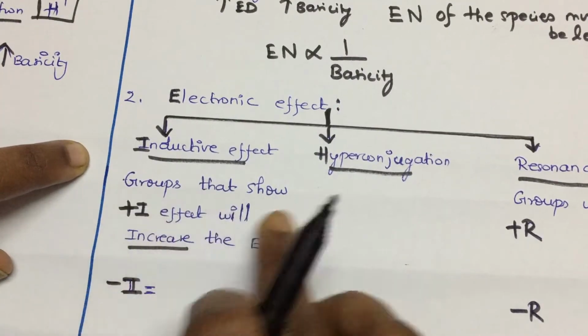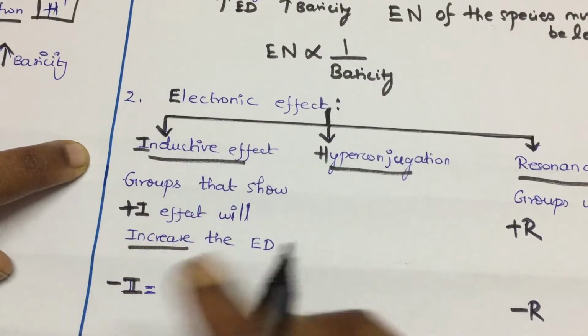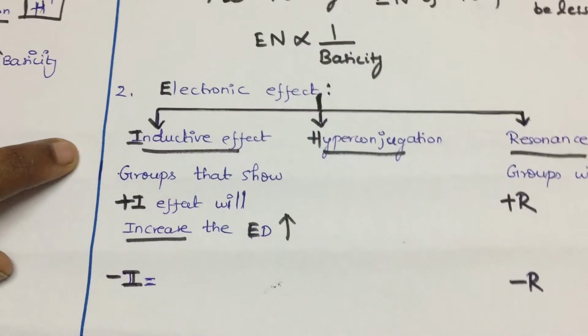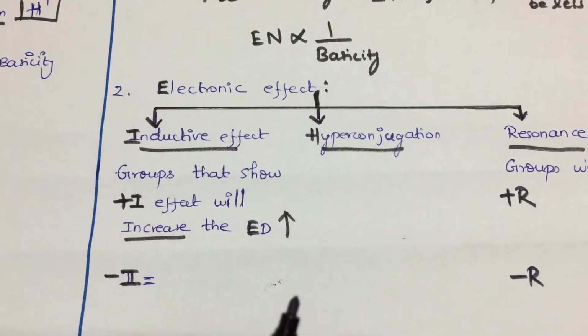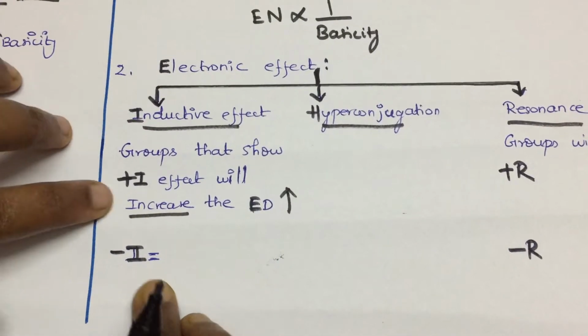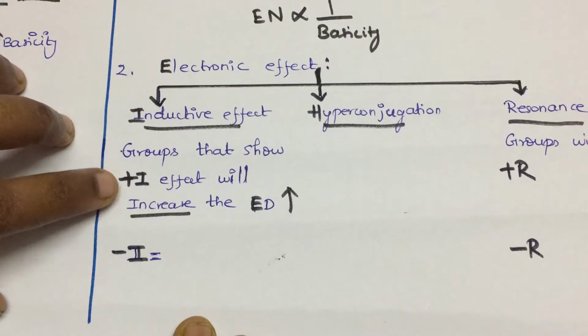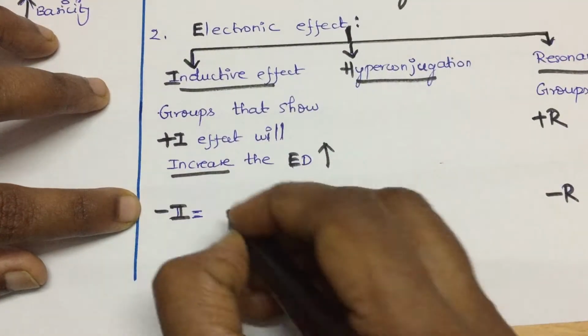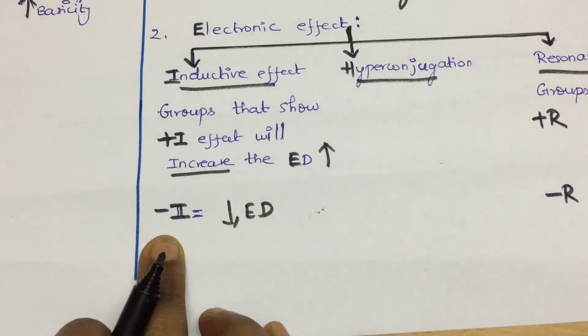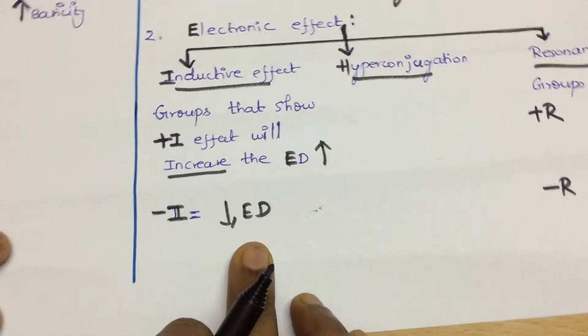The groups that show plus I inductive effect will increase the electron density on a particular atom. We need electron density, and also the giving tendency of the atom must be more. So the plus I effect groups will increase electron density, and the minus I effect will decrease the electron density. The groups which show negative inductive effect will obviously decrease the electron density.